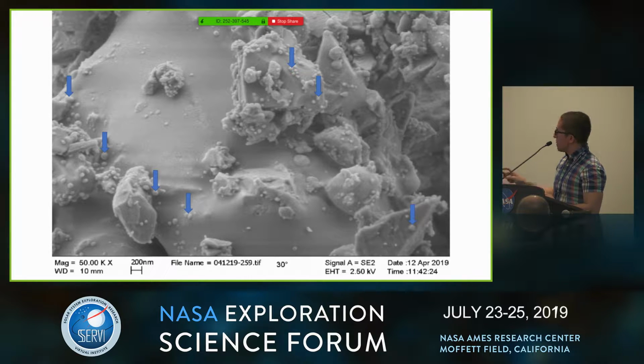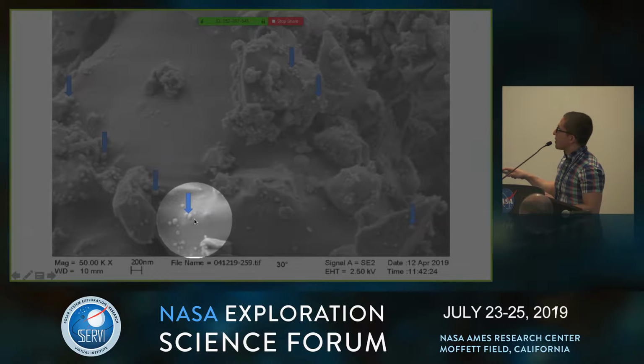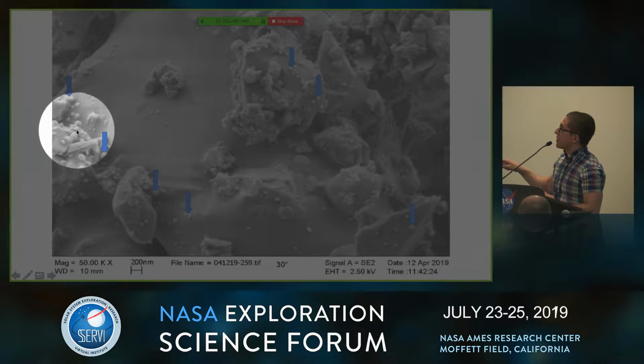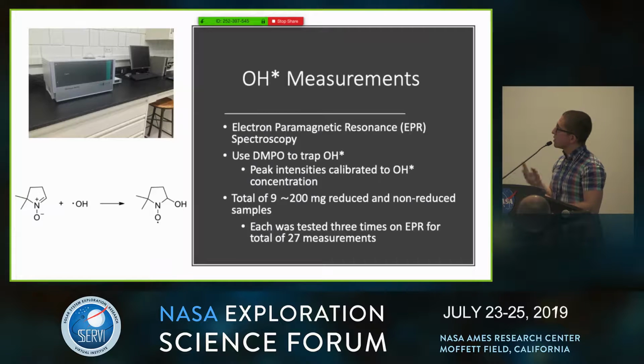Basically these are all just JSC1A grains, and these blue arrows are pointing towards iron metal blebs on the surfaces of these grains. And this is very similar to what they observed in that Allen et al. 1994 paper. So we were able to successfully reduce JSC1A and add some metallic iron to the surface, which is a common characteristic among lunar regolith.